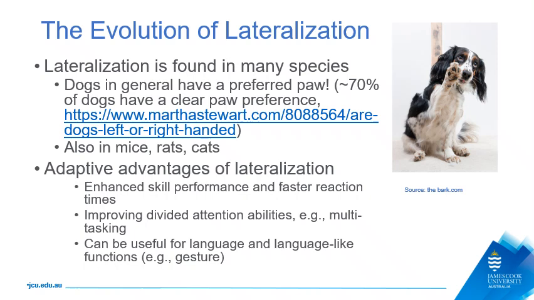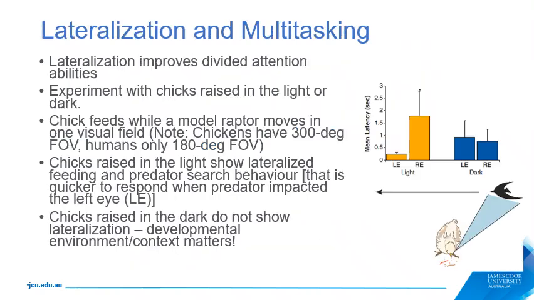Adaptive advantages of lateralization pertain to enhanced skill performance, faster reaction times, and improving divided attention abilities. Such lateralization can also be useful for language and language-like functions, for instance, gesture. Here's an example taken from chicks on lateralization and multitasking. Lateralization has been found to improve divided attention abilities in chicks, and such chicks were raised either in the dark or in the light.